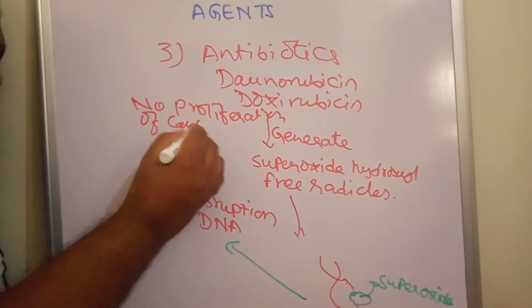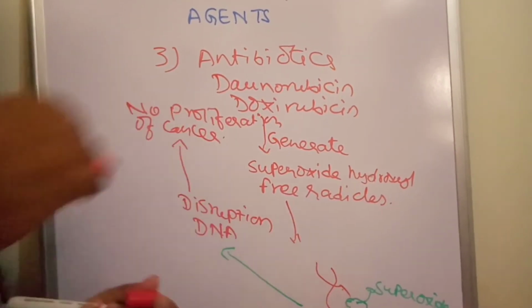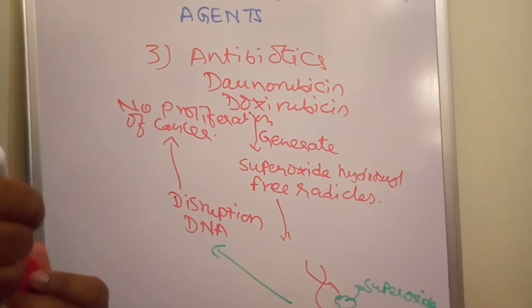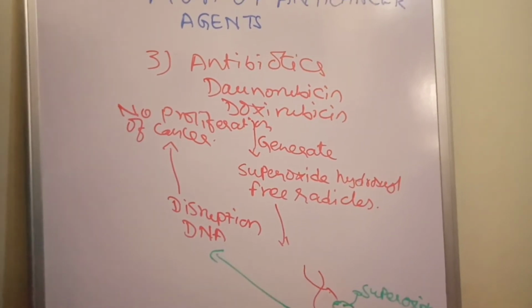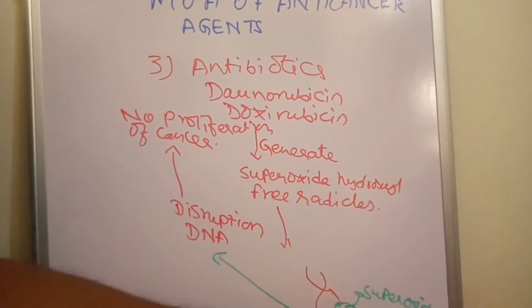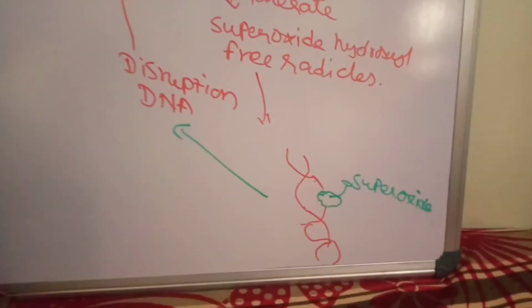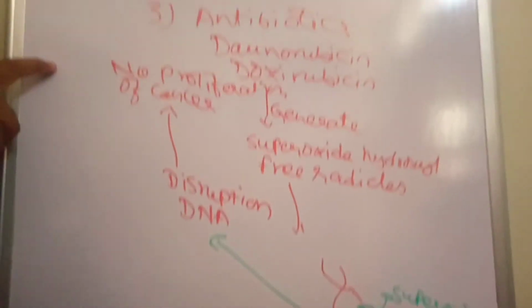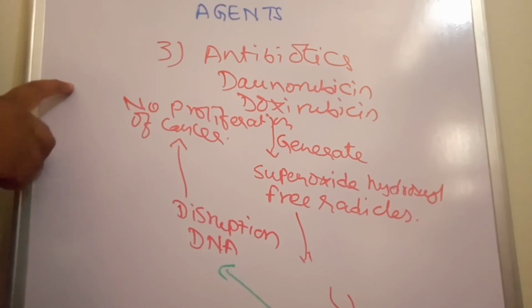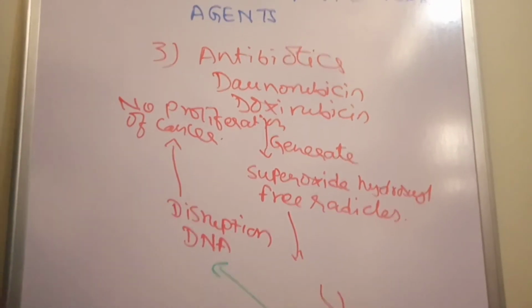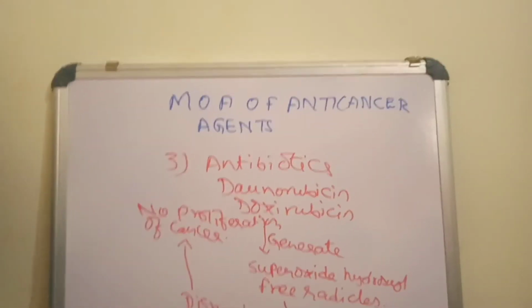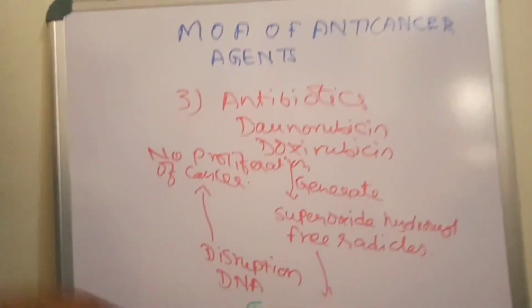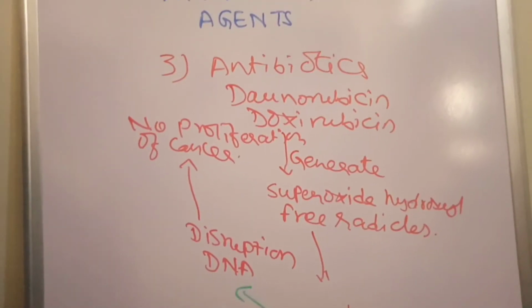So they directly insert. How do they insert? By generating strong, reactive free radicals, which insert into the DNA and disturb the structure of DNA. Thereby, there is no further proliferation of cancerous cells. This is how the antibiotics actually act. So this is the third class of anti-cancer agent.